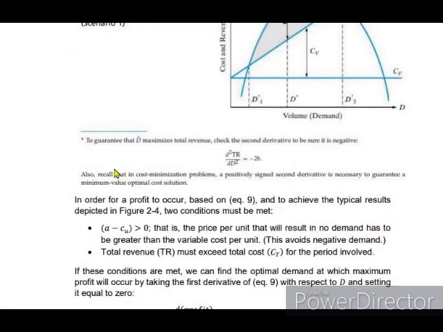So we have here a note to guarantee that D maximizes total revenue. Check the second derivative to be sure if it is negative. So this is the second derivative. It should be negative so that it maximizes the total revenue. Also recall that in cost minimization problems, a positively signed second derivative is necessary to guarantee a minimum value optimal cost solution. So if it is positive, it will yield a minimum value optimal cost solution.